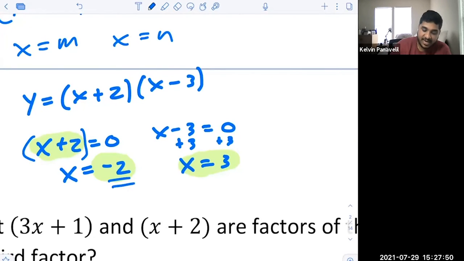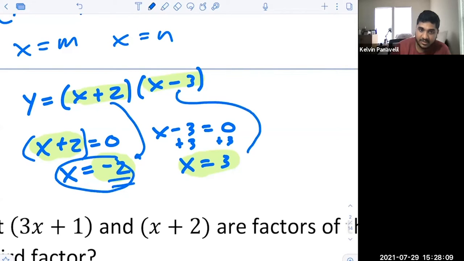One more time, give me an F in the chat if you understand that x plus 2 is a factor, x minus 3 is a factor. Those are factors. Give me an S in the chat if you understand that the solution to x plus 2 is going to be -2, and the solution to x minus 3 is going to be +3. S for solution. So remember, factors have x plus or minus. Cool? All right, so one more time.